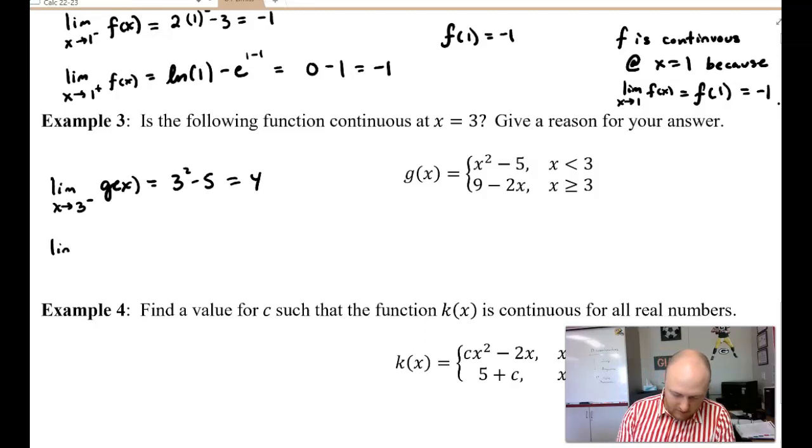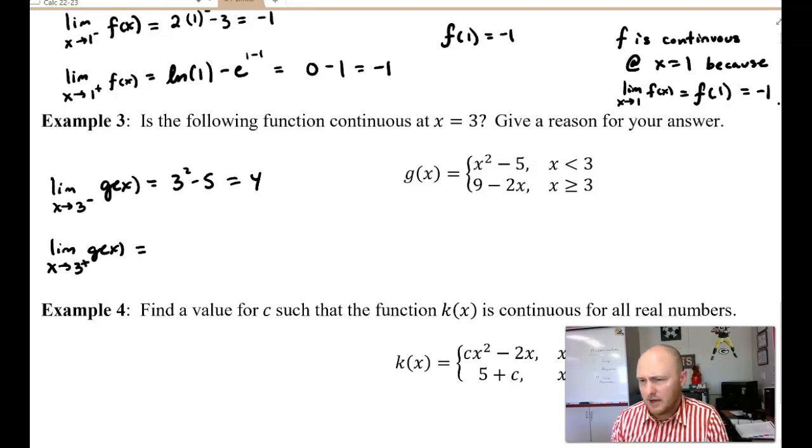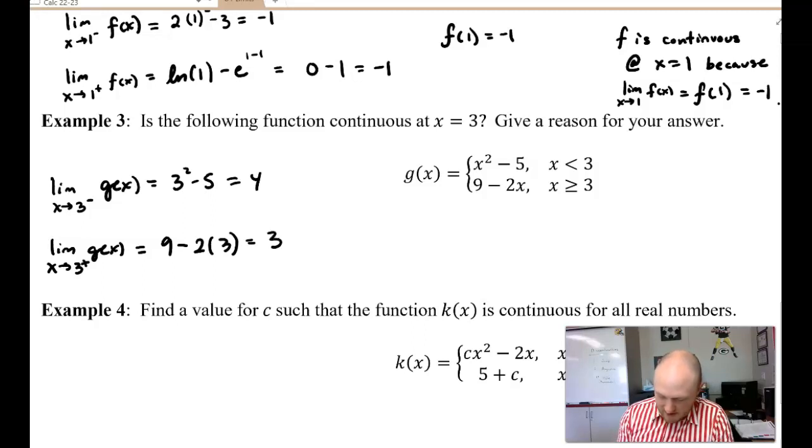Now what is the limit of g of x as x approaches 3 from the right? Now I'm going to plug in 3 into my right piece. So that's 9 minus 2 times 3, and that gives me 9 minus 6, which is 3. Is the limit from the left equal to the limit from the right? No! So it's not continuous.